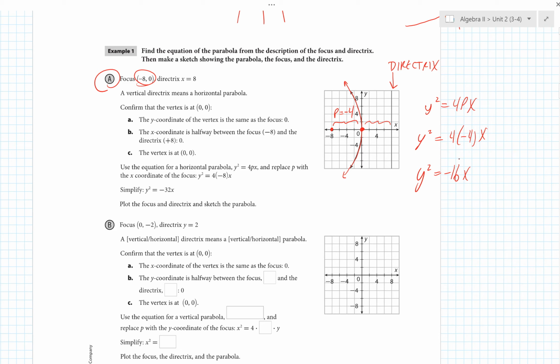Wait. Oh, I didn't realize on the graph that they're counting by 2s, so that's actually negative 8, isn't it? 8 and 8, because I didn't see that on the graph. It counts by 2, so 2, 4, 6, 8. P is actually 8, or negative 8, so that's going to change this to negative 32x.